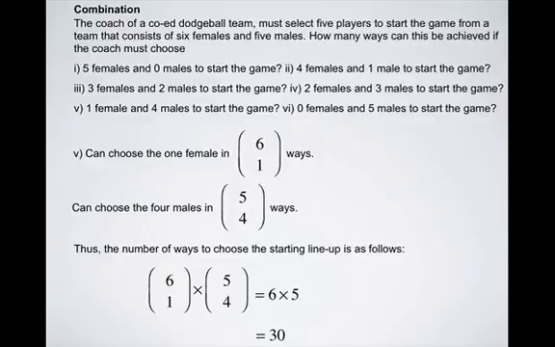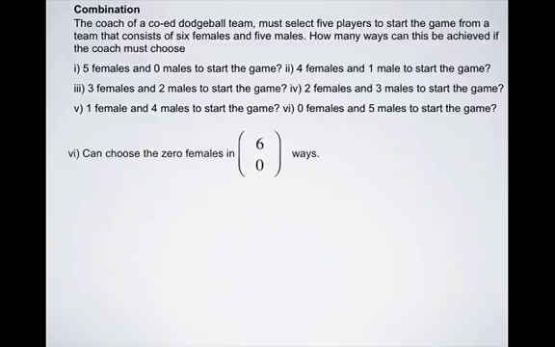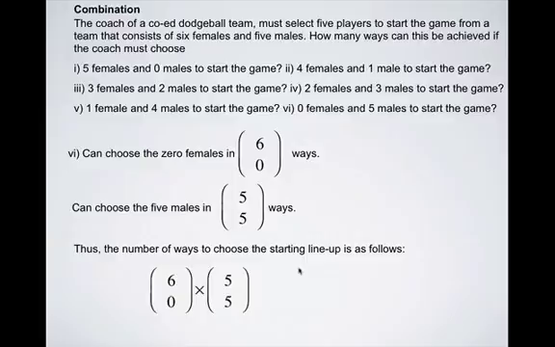And that's 30. Lastly, the number of ways you could choose 0 females is 6 choose 0, and the number of ways we could choose the 5 males is 5 choose 5. And this comes out to be 6 choose 0 is 1, and 5 choose 5 is 1. That also makes sense because you've got 5 males. There's only one way that you can pick all 5 to start the game. And so this comes out to be one way that this could happen.